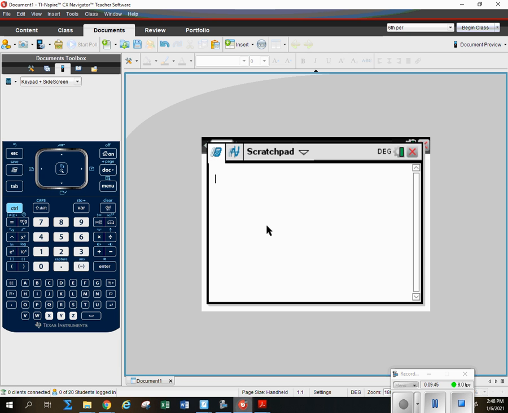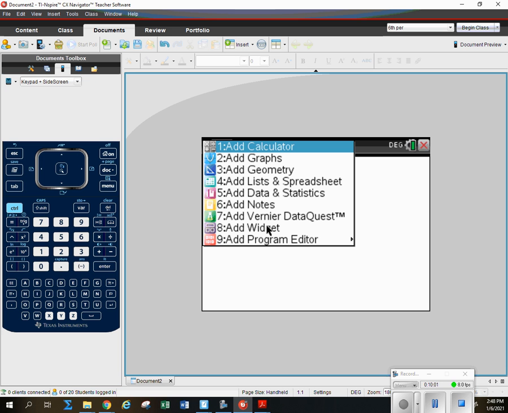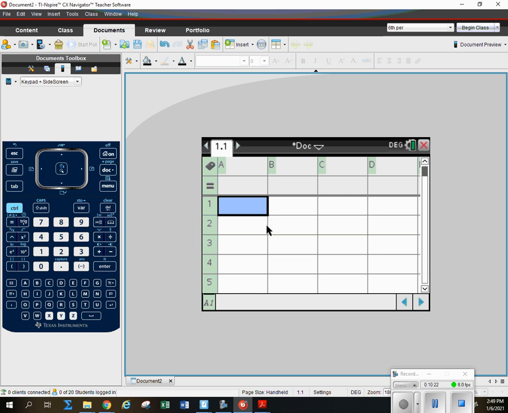So looking at the directions for the Inspire, since that's what I can model, it says first go to the home screen. I'm in the scratch pad, so I need to push the button at the top right that has the house on it. And then I need to push 1, for either new or new document, depending on which version your calculator has right now. And then we want to add lists and spreadsheets, so that's choice number 4. You can use the cursor and scroll down till it's highlighted and then hit enter, or you may just push the button 4 for choice number 4.